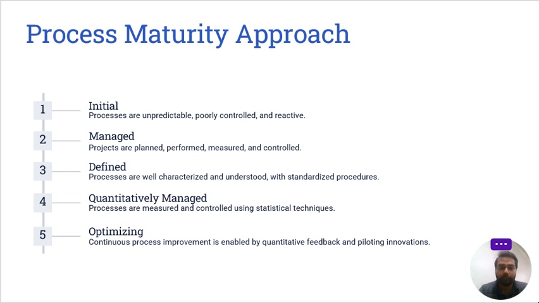Process maturity approach. There are two main approaches to process improvement: process maturity, based on well-organized project management and adherence to the best practices. A very important example is the SEI Capability Maturity Model, which measures the maturity of an organization's processes on a scale ranging from level 1 to level 5.